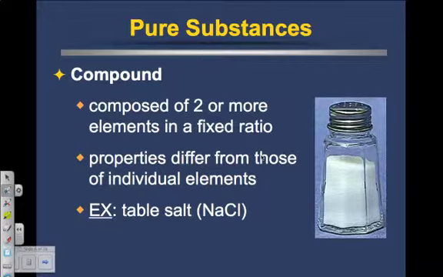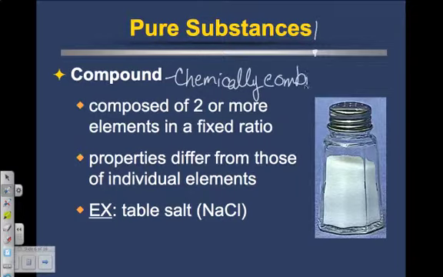Now, a compound is also considered to be a pure substance. Okay, it is a pure substance. It's where you take two or more elements and you chemically combine them. Okay, so they are chemically combined, and they're very hard to separate. The only way that you can separate them is with a chemical reaction. You cannot physically break them up. So it's always in a fixed ratio.